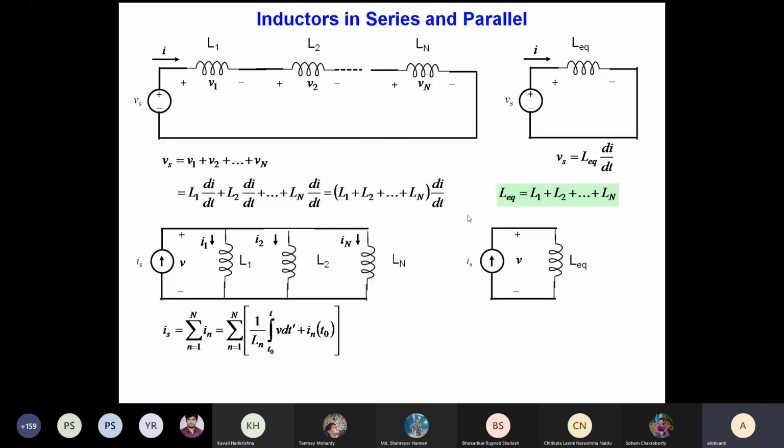Where this small n is varying from 1 to n, and ultimately you get this type of relation. If you keep all those integrals together, across all the inductors the voltage is the same, so that V dt is common to all of them. So it becomes the summation of 1 by Ln, n equal to 1 to n, times the integral of V dt from t equal to T naught to T. And then for the second part, again the summation of I n at T naught, n equal to 1 to n.